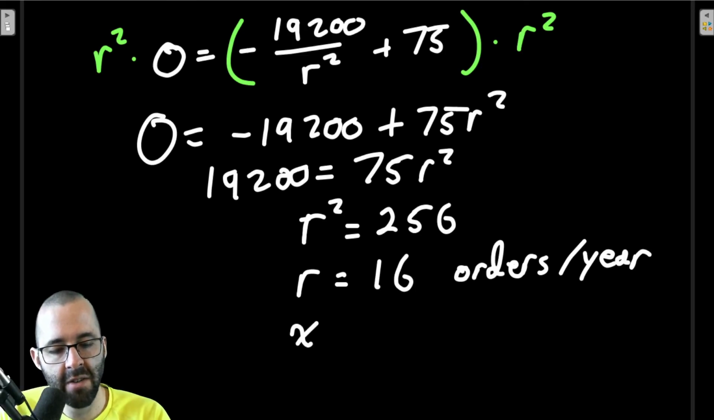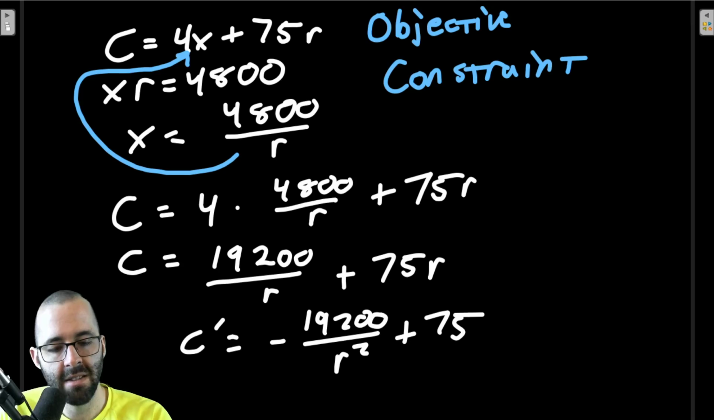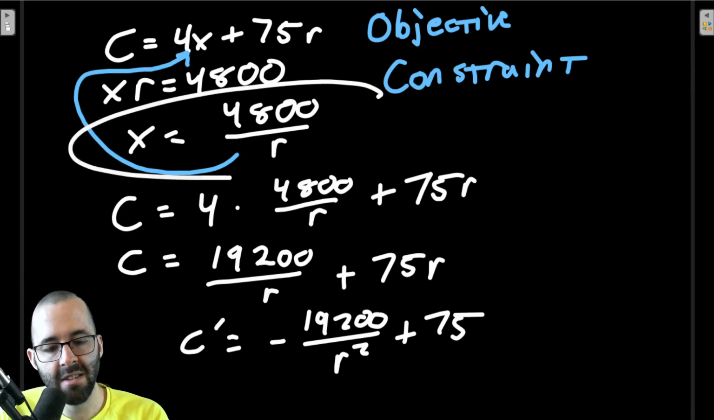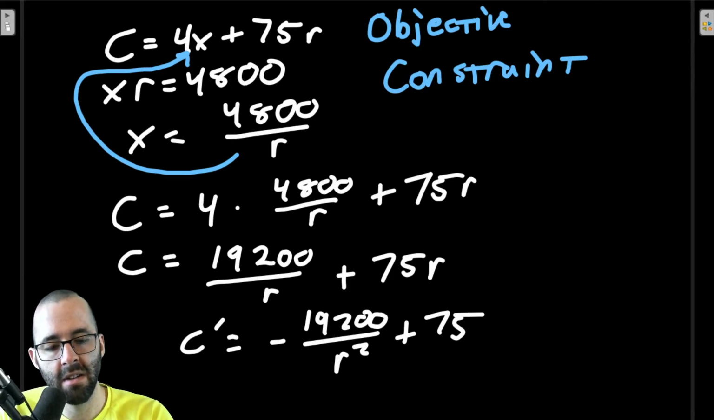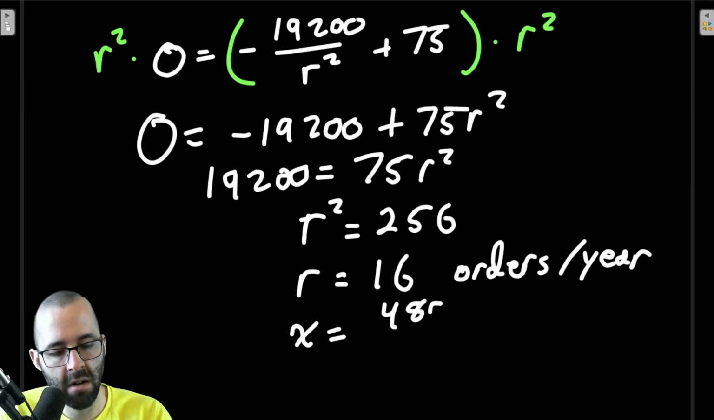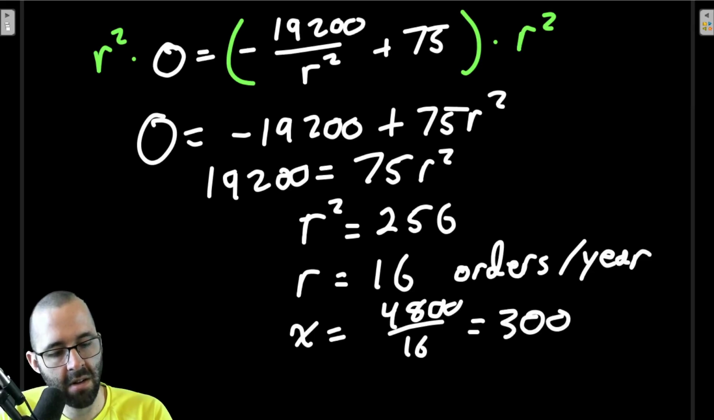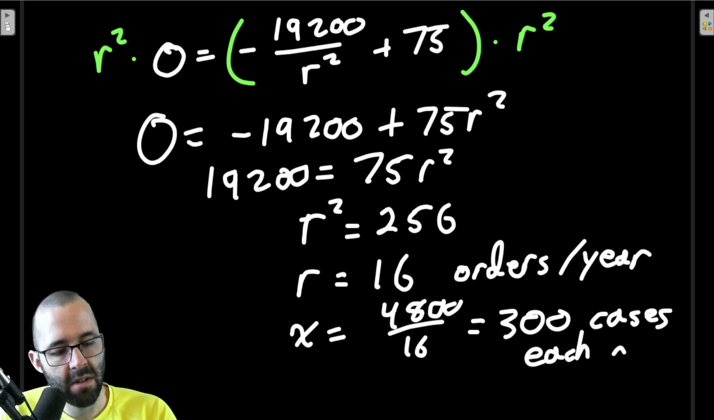All right, let's see our new value of x. How do we find x? Remember, x is 4,800 divided by r. So divide that out, and you're going to get 300, I believe. So 300 cases, each order.